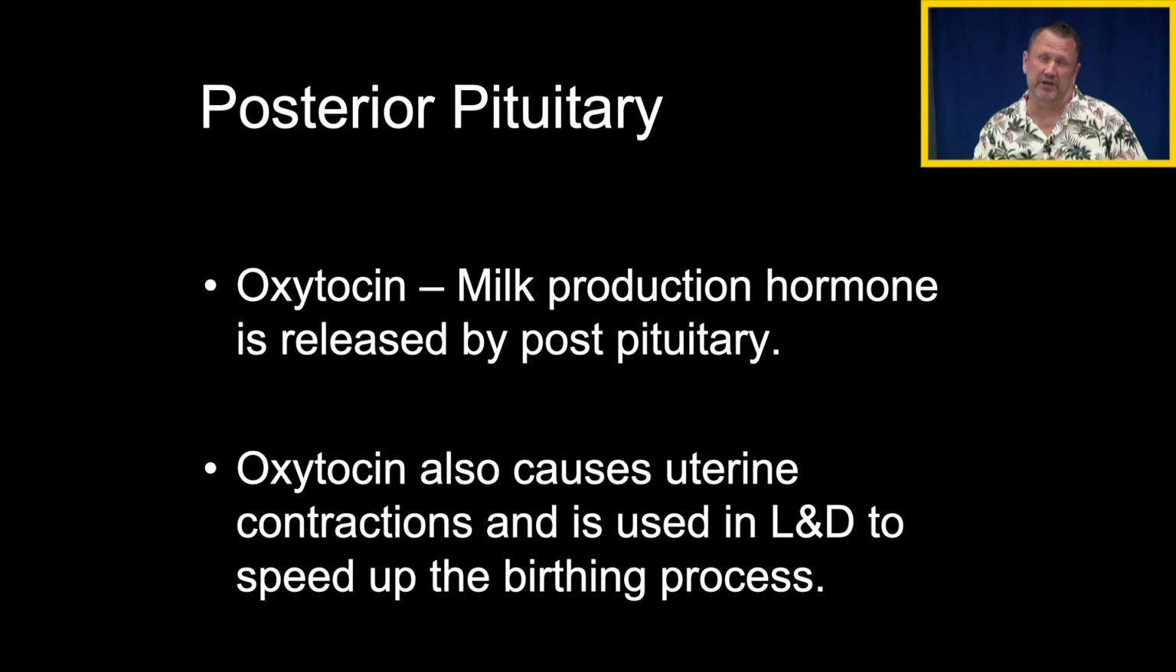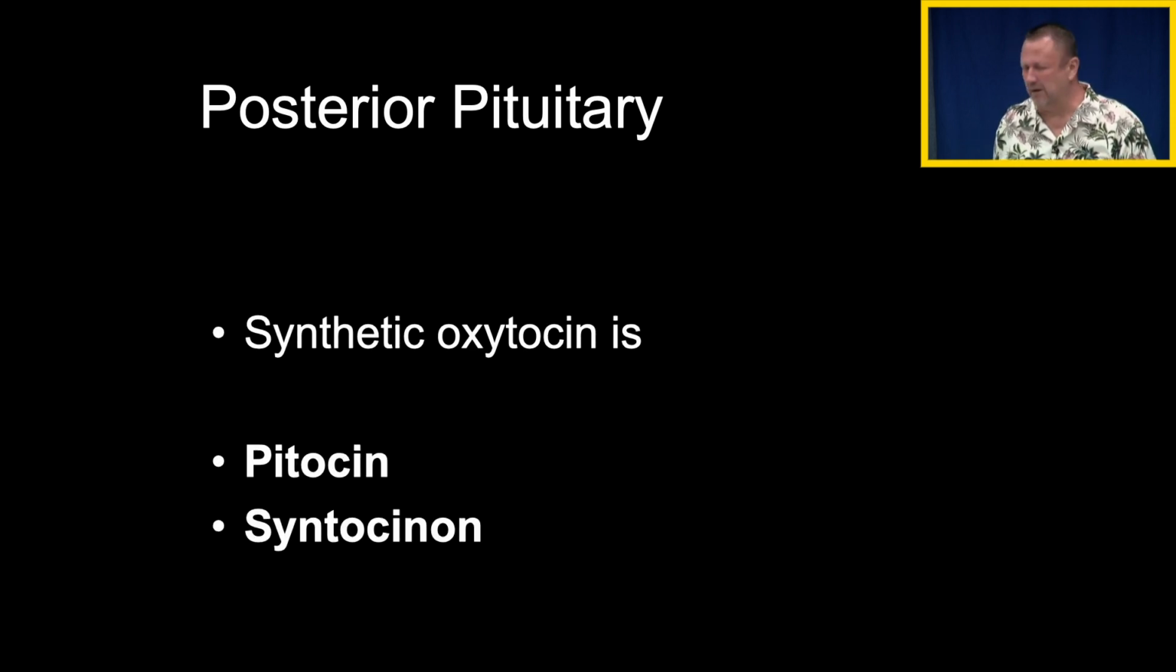Again, the posterior pituitary also makes oxytocin, which is involved in allowing the milk production to flow towards the child, and it also causes uterine contraction. So we can use a synthetic form of oxytocin in labor and delivery if labor's gone on long enough and they want to stimulate uterine contractions. We can use a pit drip is what they'll call it. It's a synthetic form of oxytocin.